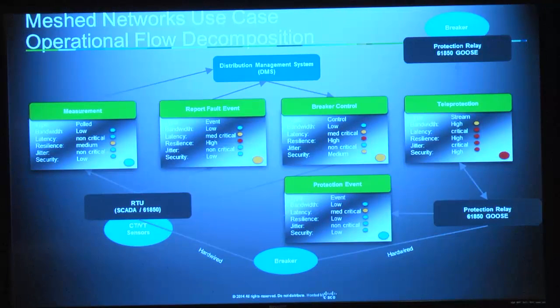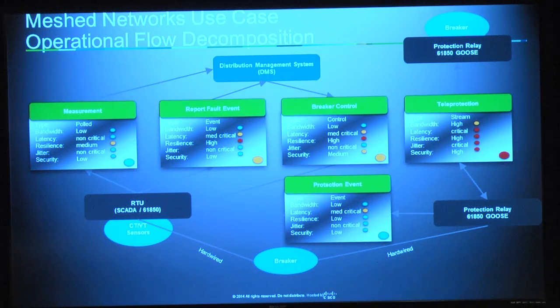Again, what we've looked at is the actual operational flows, and you can see the big new one here is the protection message, and in particular the 61850 GOOSE messaging in this particular operational flow decomposition. You can see here what we're doing is a protection relay which is hardwired to a breaker now needs direct communication to the next protection relay via GOOSE messaging. That particular flow there is over a WiMAX infrastructure, so it had to tolerate the 200 millisecond latency requirement.